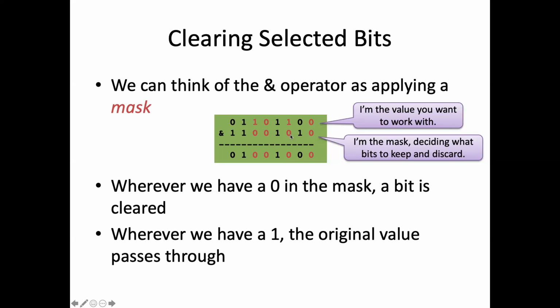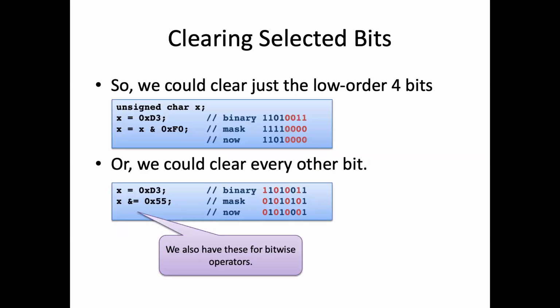The 0 is here because there was a 0 in the mask. Didn't matter what the other bit was. If there's a 0 in that position in the mask, the result's got to be 0, whether or not this top bit was a 1 or a 0. Same argument for the 1s in the mask. If you have a 1 here, then this output bit is going to be determined by the input one. The output bit's going to be a 0 if the top one is a 0. It's going to be a 1 if the top one's a 1. So you can think of this as letting bits pass through wherever there's a 1 and get cleared wherever there's a 0. So the bitwise AND operator is good for clearing selected bits.